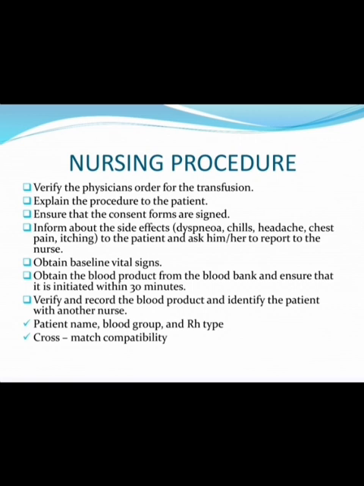The nursing procedure: verify the physician's order for the transfusion, explain the procedure to the patient, ensure that the consent forms are signed, inform the patient about the side effects such as dyspnea, chills, headache, chest pain, itching and ask her to report to the nurse, obtain baseline vital signs, obtain the blood products from the blood bank and ensure that it is initiated within 30 minutes, verify and record the blood products and identify the patient with another nurse: patient name, blood group and RH type, cross-match compatibility.